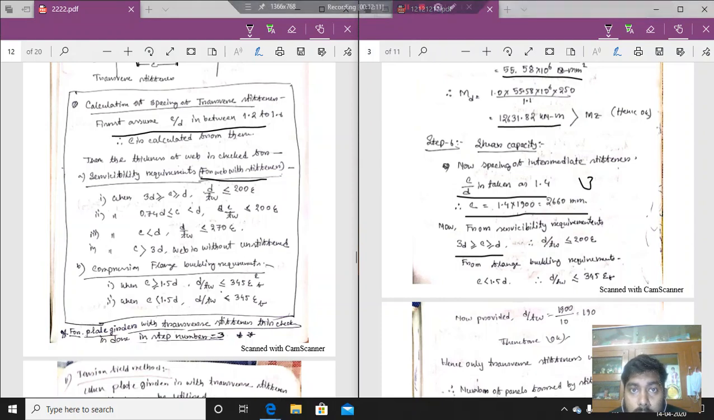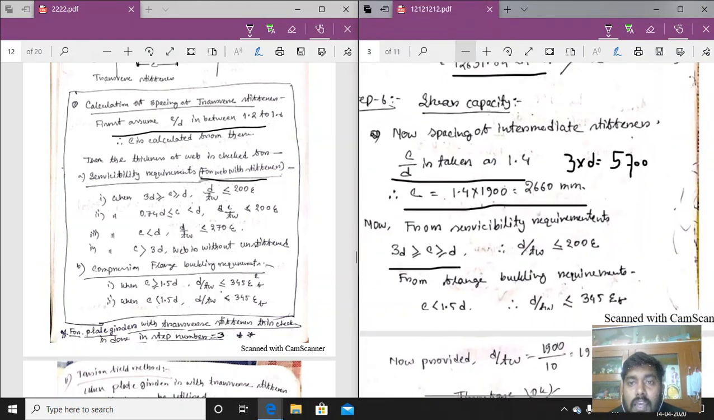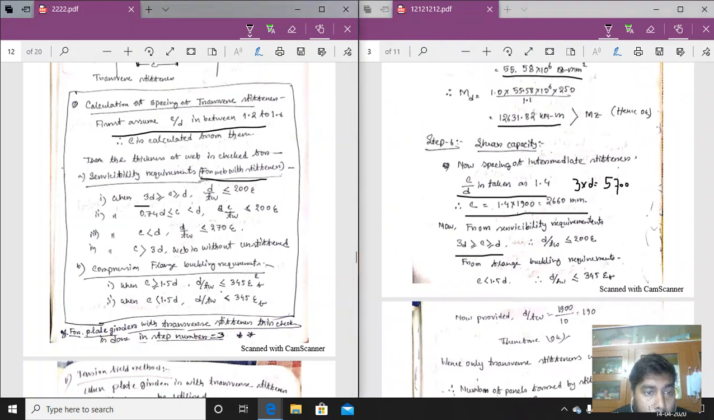Now if you see, only this criteria is getting fulfilled, that is 3d, that is 3 into the dimension d, that is 5700, because d is 1900. So 3d is equal to 5700. So 3d greater than c, that means c less than 3d. c value is 2660, which is less than 5700, and c is also greater than d, d meaning 1900. So this criteria is fulfilled. As this criteria is fulfilled, d by tw should be less than 200 epsilon. So we are getting the value of 200 epsilon here.